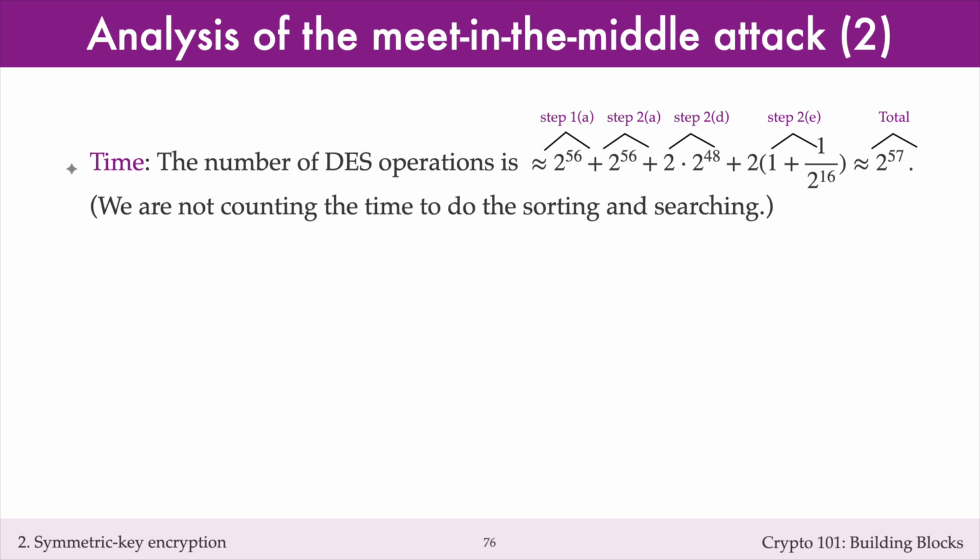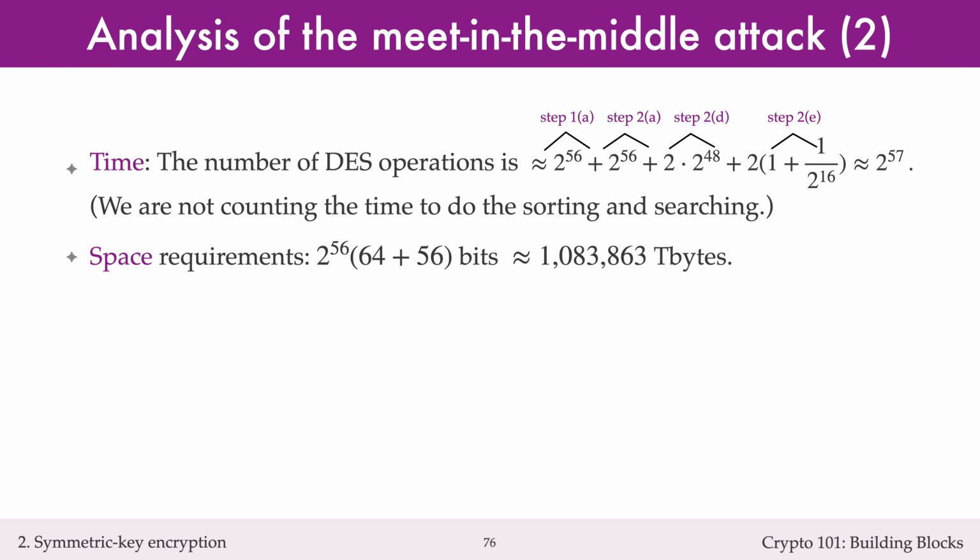Note that this is a lot less than the expected running time of exhaustive key search for double DES, which is roughly 2 to the power 112. Since 2 to the 57 is a feasible amount of computation, we might conclude that the meet-in-the-middle attack on double DES demonstrates that double DES offers essentially the same security as single DES.